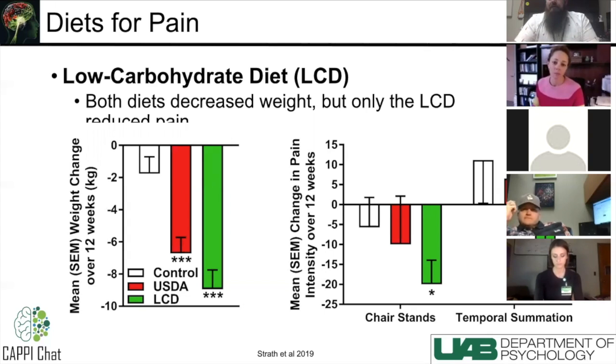The other thing we did that sounds cruel is we poked them in the knee 10 times to see how much pain that caused. And what you can see here, this is the change in pain over the course of that diet. And what you can hopefully notice is that only the green bars are way, way down. So that's showing a reduction in pain following those tests with that low carb diet. So even though the USDA diet lost weight, it didn't change the kind of pain that we were evoking.